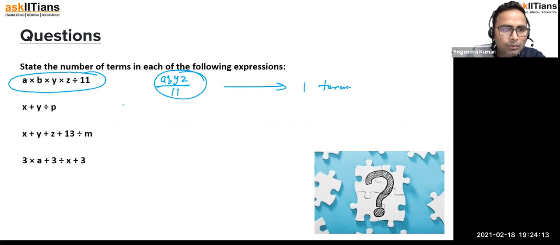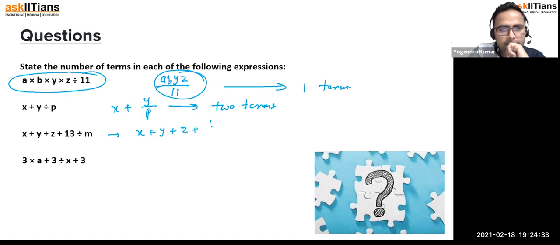X plus Y divided by P. Two terms, right? I hope you can understand. Multiplication or division doesn't create the terms. Only plus or minus create the terms. So two terms are there. Now here x plus y plus z plus 13 divided by m. How many terms are there? 1, 2, 3, 4. 4 terms, right? Got it? This is what it is.